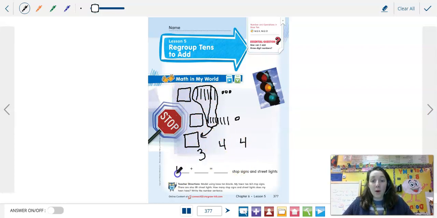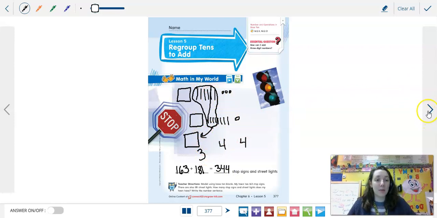So 163 plus 181 is going to equal 344. And remember, when we make this, it's the equivalent of carrying that 1.